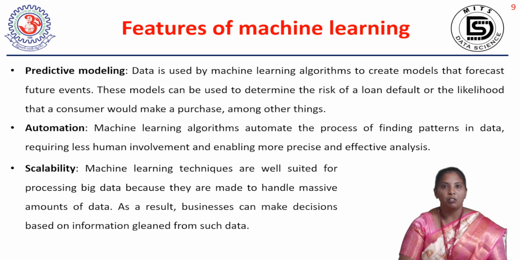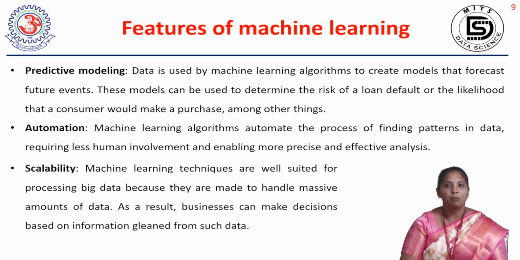Next one is automation. The machine learning algorithms automate the process of finding patterns in data, requiring less human involvement and enabling more precise and effective analysis, because machine learning is going to imitate the human brain. Next one is scalability. Machine learning techniques are well suited for processing big data because they are made to handle massive amounts of data. As a result, businesses can make decisions based on information gleaned from such data.